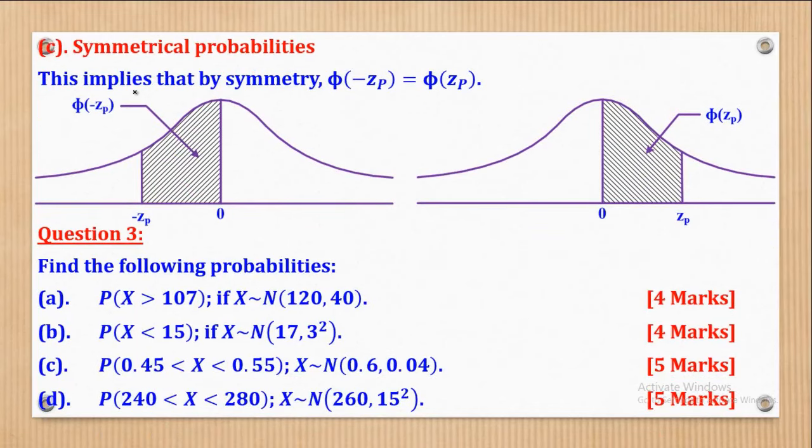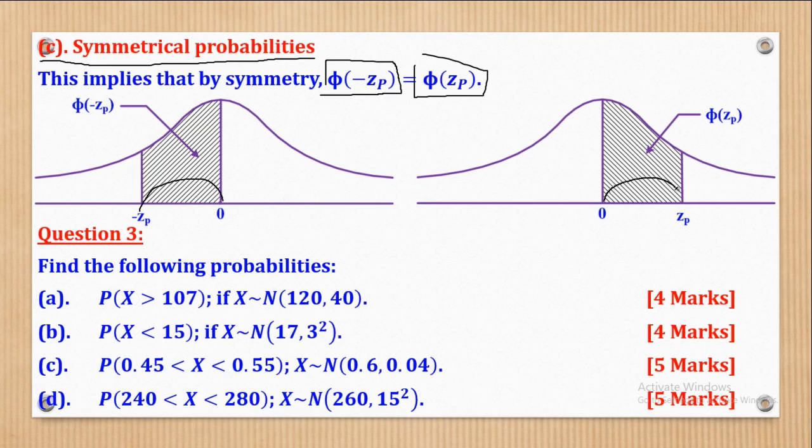Now we shall go to part C, which talks about symmetrical probabilities. This one is not far different from the previous one, but the only difference is that by symmetry, the probability when z is negative zp and the probability when z is positive zp are the same. So phi of negative zp and phi of zp are the same. In other words, the probability of z taking on values between negative zp and 0, and the probability of z taking on values between 0 and positive zp will be the same because they both cover the same area.